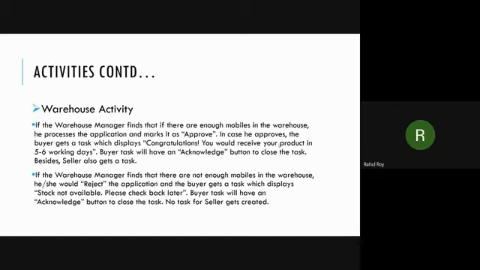Okay. Now if the warehouse manager finds that there are not enough mobiles in the warehouse, he or she would reject the application and the buyer gets a task which displays stock not available, please check back later. And the same task will again have an acknowledge button so that we can close it. Okay, so two scenarios. Approval scenario, we are creating two tasks, one for the buyer and one for the seller. And for the rejection scenario, we are just creating a task for the buyer, which will display stock not available, please check back later.